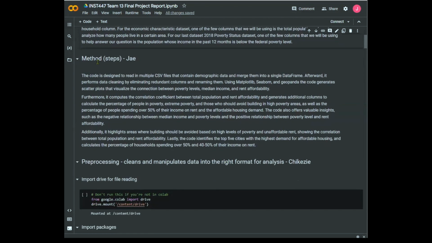And for the method, the code merges multiple CSV files of demographic data, cleans and renames columns, and generates scatter plots to visualize relationships between poverty, income, and rent. It calculates a percentage of poverty and affordable housing demand and identifies the areas to avoid building, and also highlights top cities with the highest demand for affordable housing.